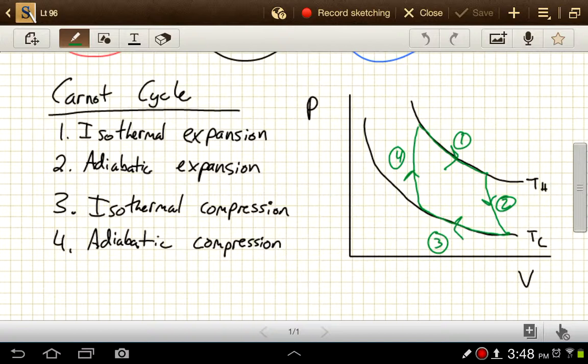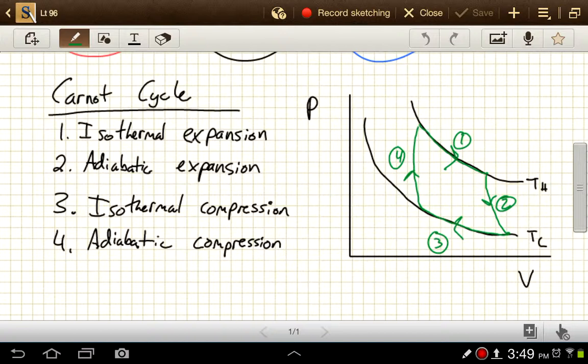Then adiabatic expansion, and in this step we have no heat transferred to the outside. It's the adiabatic steps here that are problematic for us because we end up transferring quite a bit of heat to the outside. It's really warm gas inside these pistons, so a lot of heat gets transferred. So these steps we don't do as well as we would like to in real engines. But anyway, we have isothermal expansion, then adiabatic expansion, then isothermal compression, and then adiabatic compression.